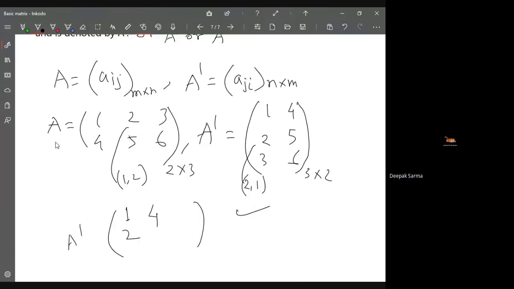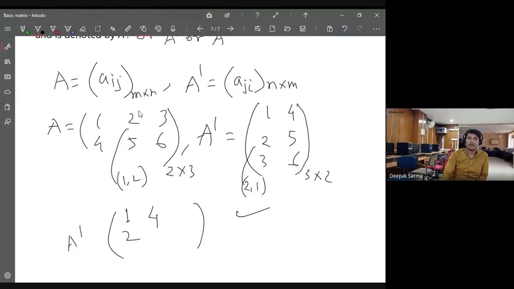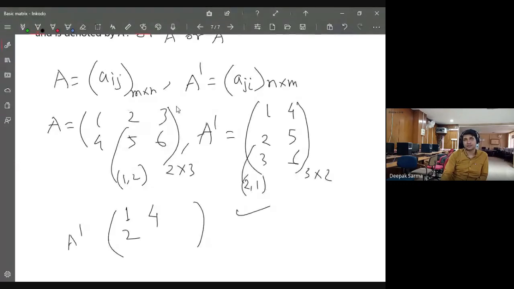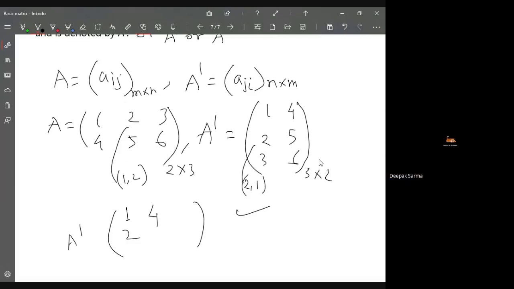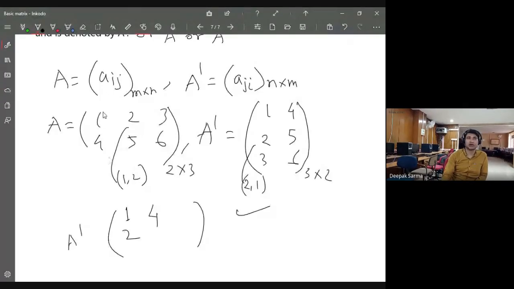First we took the matrix A consisting of 1, 2, 3, 4, 5, 6. The easiest way to form the transpose is to choose any row, suppose 1, 2, 3, and make it a column. If it is the first row, make it the first column. Do it for every row. 4, 5, 6 is the second row, make it the second column. Whatever you get, that is the transpose. Or you can do the same for columns also. 1, 4 is the first column, make it the first row.